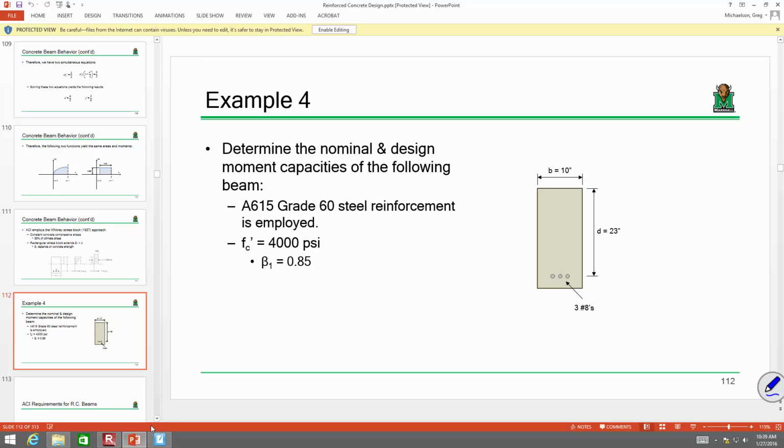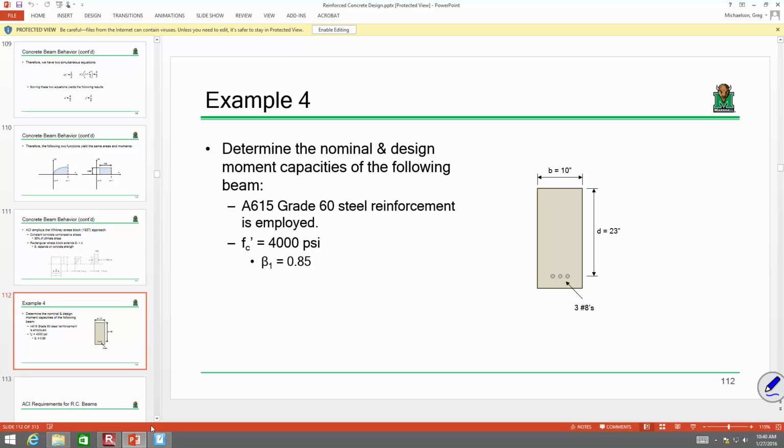One thing I didn't tell you for this problem is how tall the beam is from the very top to the very bottom. I didn't tell you that, okay? Do you think we need that dimension? No. As you're going to see, it doesn't matter, okay? Now, I have a beam that is being reinforced by 3 number 8 bars. We'll look at that here in a second. And it is made of A615 grade 60 steel reinforcement.